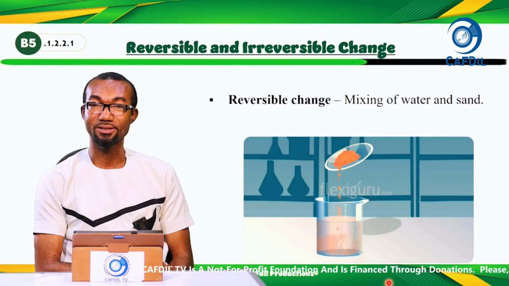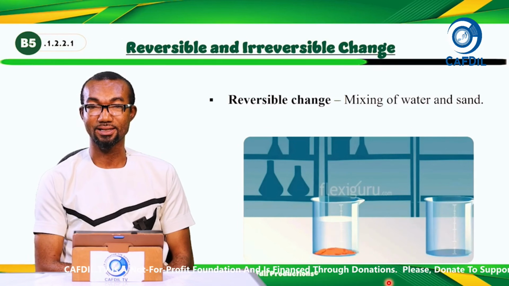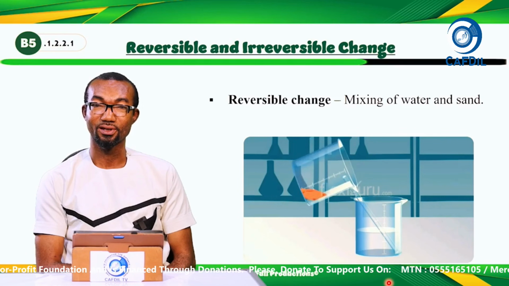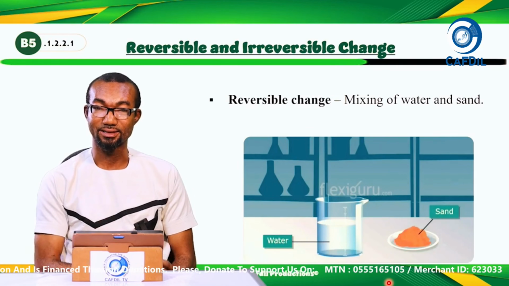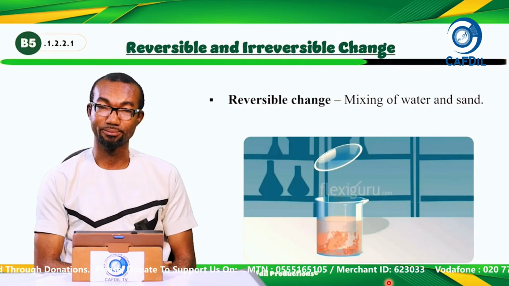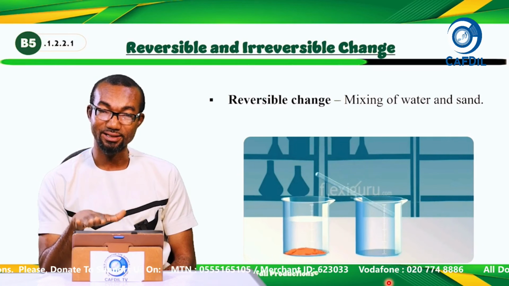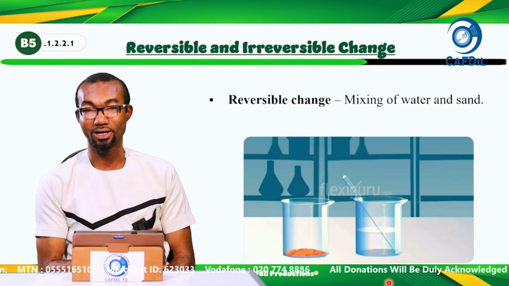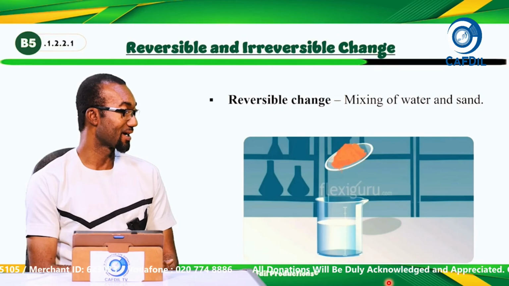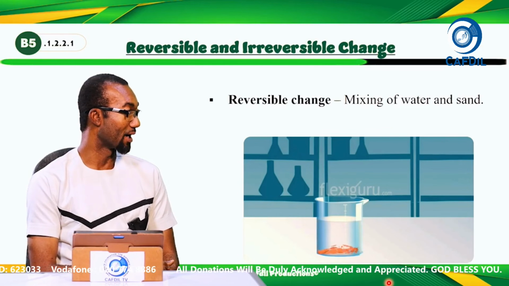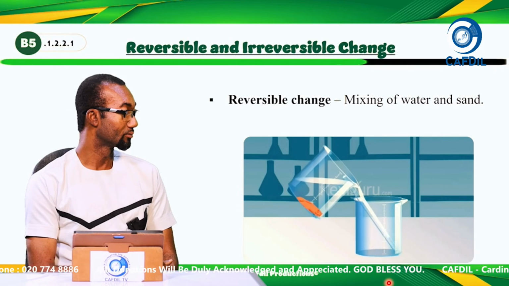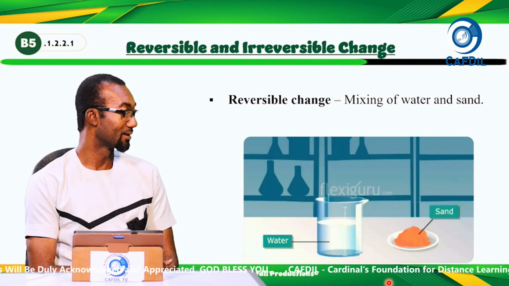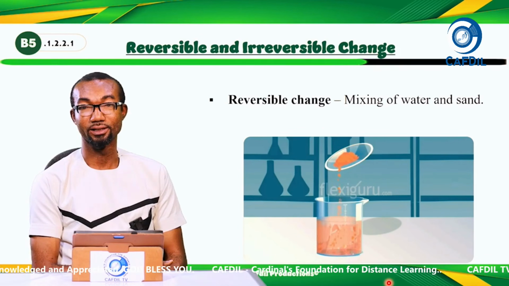The next one is mixing water and sand. If I mix water and sand and I put it down for some time, the sand will settle at the bottom of the water. Then I can pour the water into another beaker. As you see, I will get my sand back and I will get the water back too. So after some time, I pour the water and I get the sand and the water as separate materials.